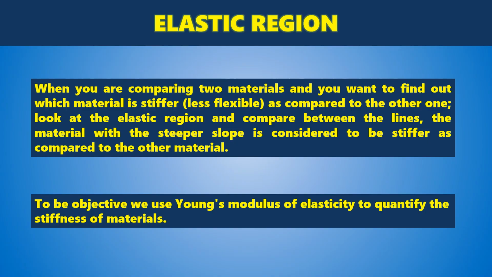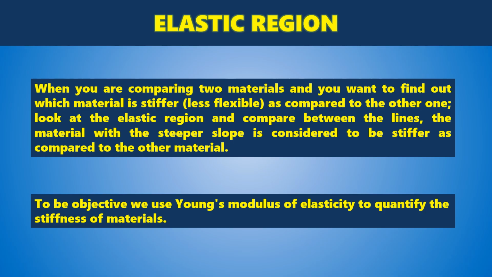So to compare different materials in the elastic region, you want to find out which material is stiffer or less flexible. Those are the allowed terms when you are describing a material or comparing two materials in the elastic region. You can describe the material as material A is stiffer than material B, or material B is more flexible than material A.